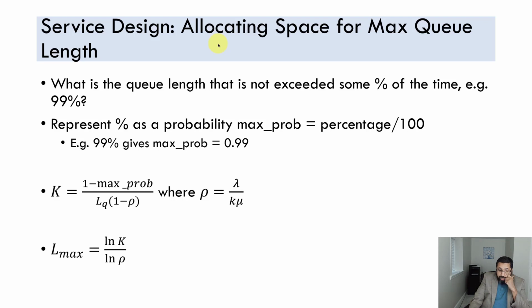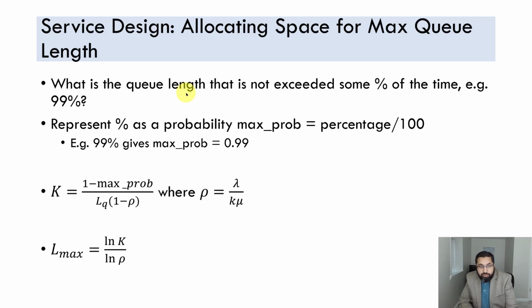Okay, so for an MMK system, what is the maximum length of the queue? And then the maximum length of the queue will tell me how much space I need, because if my queue is going to be at most 15 people, I know I need to have space for 15 people to stand with their carts and so forth, right?